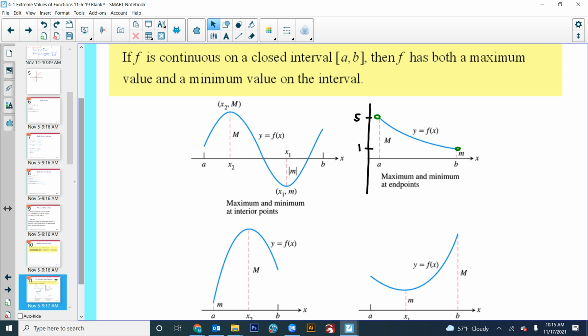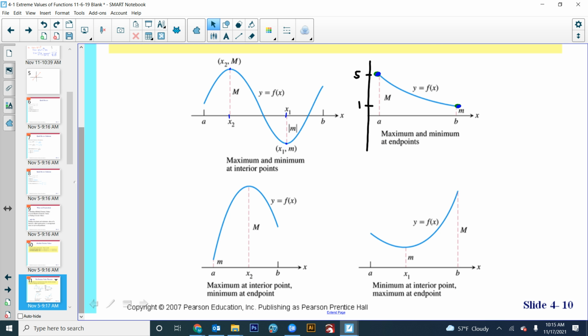Where could the extreme values come from? They could both be interior, by interior, just non-endpoints. They could both be endpoints if the domain is closed. This is not supposed to be open, that was just an example. Or you could have a combination: a minimum at an endpoint and a maximum at an interior point, or vice versa.